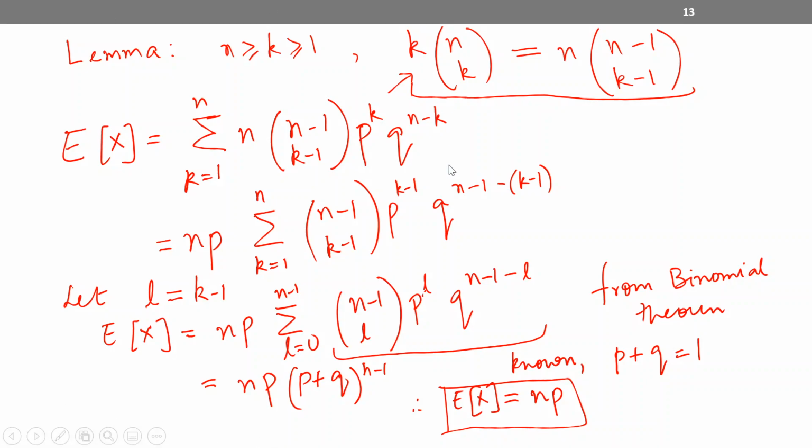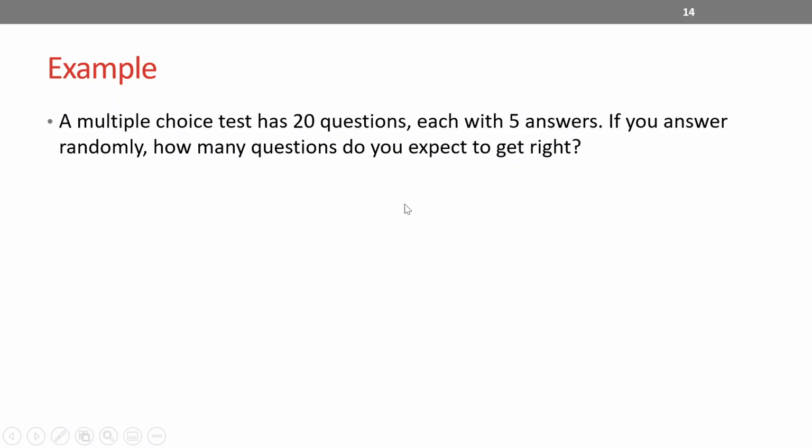Let's look at a quick problem and then move on. A multiple choice test has 20 questions, each with 5 answers. If you answer randomly, how many questions do you expect to get right? So we have the random variable x, the number of questions you get right, and you are interested in finding the expectation of x. You can show that this is binomial because each question is independent and there is a certain probability of success in each trial. So this is a binomial, obviously.